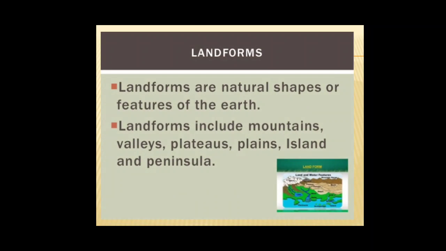Landforms. Landforms are natural shapes or features of the earth. They include mountains, valleys, plateaus, plains, islands, peninsulas, and so on. Do you know a hill is a land surface that rises higher than the surrounding area? Generally, a steep hill with an elevation of more than 600 meters is termed a mountain.